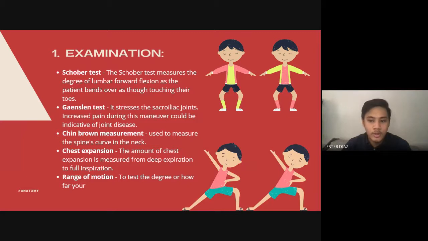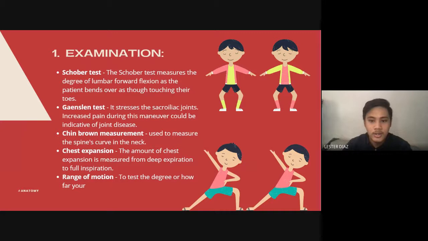When did the symptoms occur, and do they get worse with inactivity and better with activity? Ask the patient's level of pain, then perform the following examination tests. First test is the Schober's test. Limited motion in the lumbar spine is symptomatic of ankylosing spondylitis. The Schober test measures the degree of lumbar forward flexion as the patient bends over as though touching their toes. Progressive loss of spinal motion is correlated with X-ray ratings.